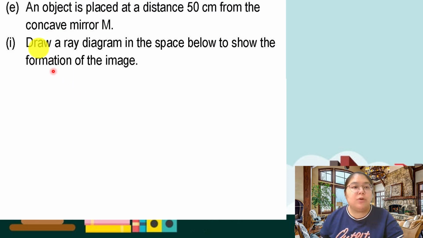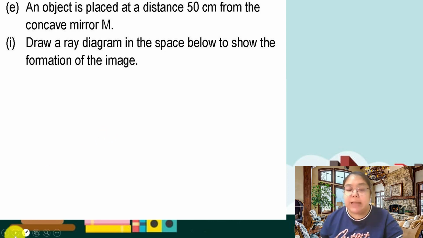Okay, now we continue. An object is placed at 15 cm from the concave mirror. Just now it was until 40, wasn't it? Now I extend some more, to become 15 cm. Now you need to draw the image in the space below to show the formation of the image. Remember, we're still using the first ray and third ray. Finally, you need to form your image as diminished, because this one is already over 2f.